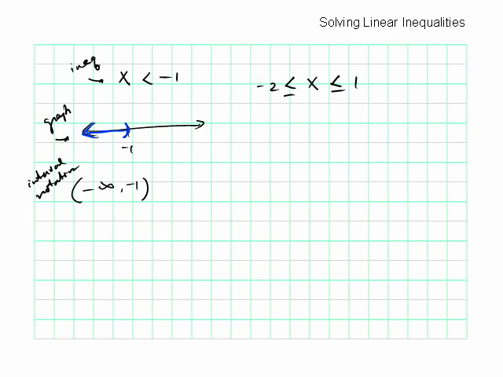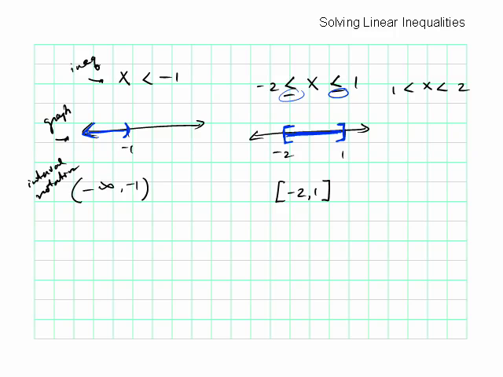X is between -2 and 1. That tells me to shade between -2 and 1. Just like that. Are we including -2? Yes, we are, because of this equality symbol here. So I'm going to put a bracket there. And we are also including 1 because of that equality. And so we want a bracket there as well. And so in interval notation, this would be bracket, -2 to 1, bracket. I guess I should include one more here. Let's throw in one more.